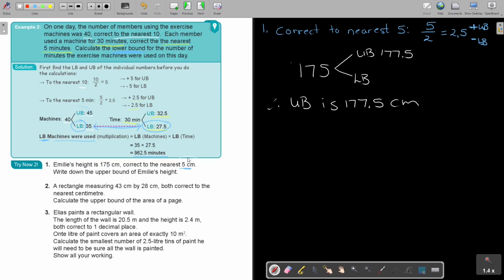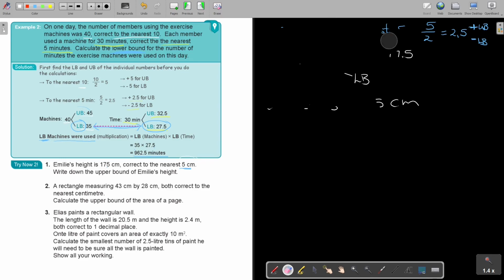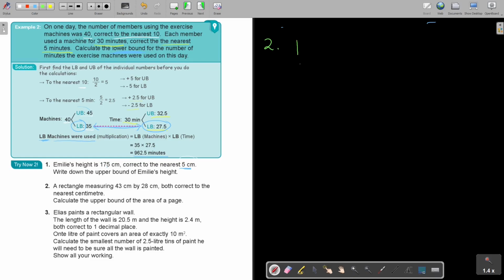Okay, let's do the same with number 2. You try it, and as soon as you are finished, you can continue the video. Okay, I'm just going to clean, and then I'm going to do number 2. A rectangle measured, and it's always nice to have a picture because it's practical sums. So it's 43, that's the longest one, and 28, that's the shorter one. Both correct to the nearest centimeter.